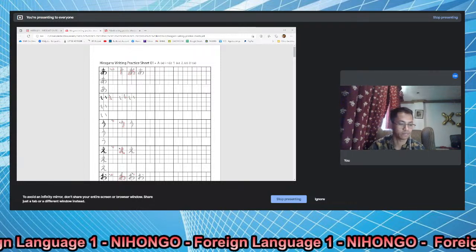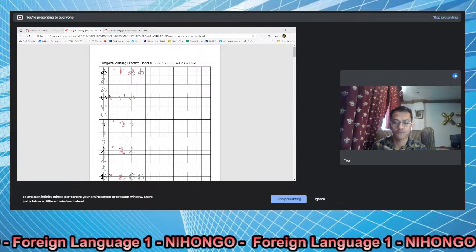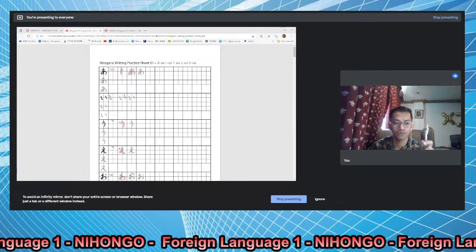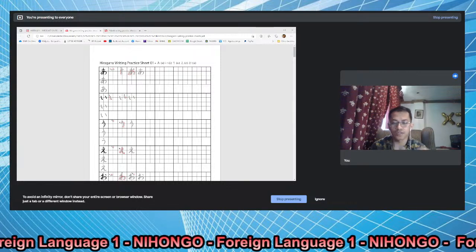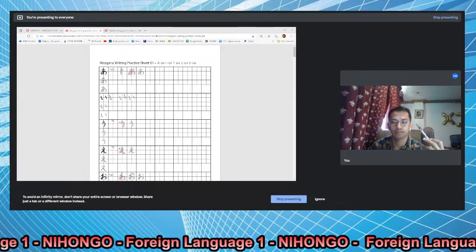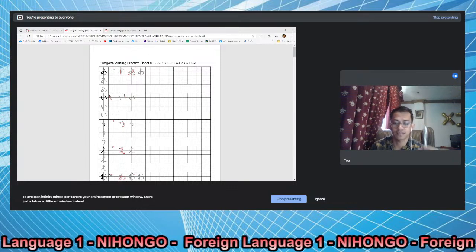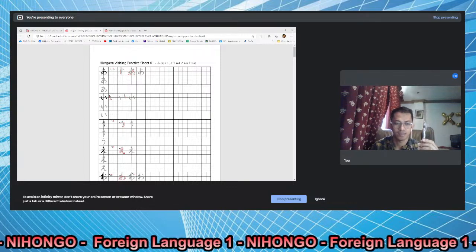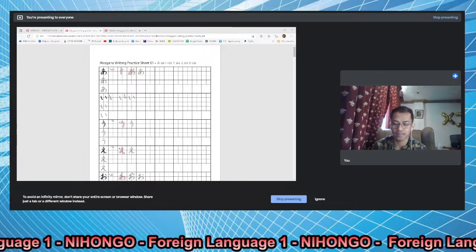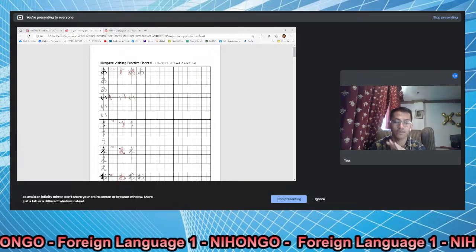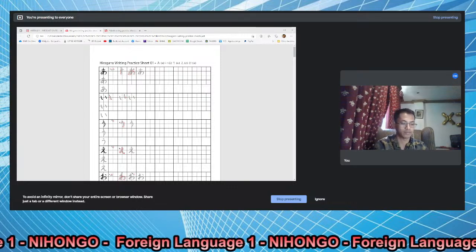Alright. So, that is the first set of hiragana characters that you have to submit. Okay? For the submission, I will post a notification on our Google Classroom on when to submit this hiragana practice sheet. And before that, I'm going to discuss first the first three sets of hiragana characters that we're going to talk about.